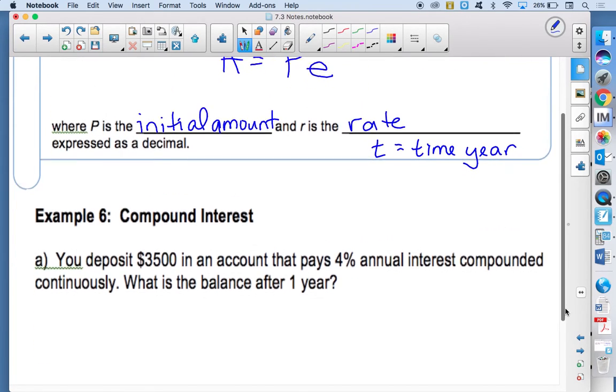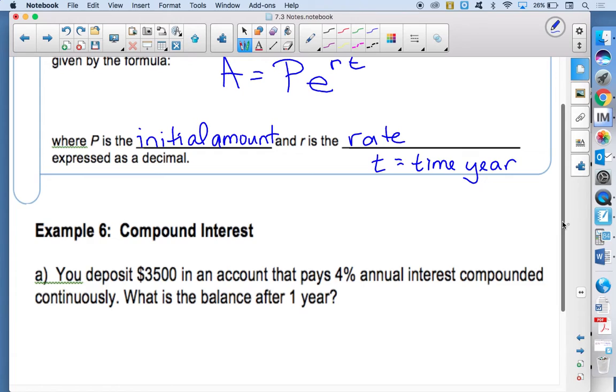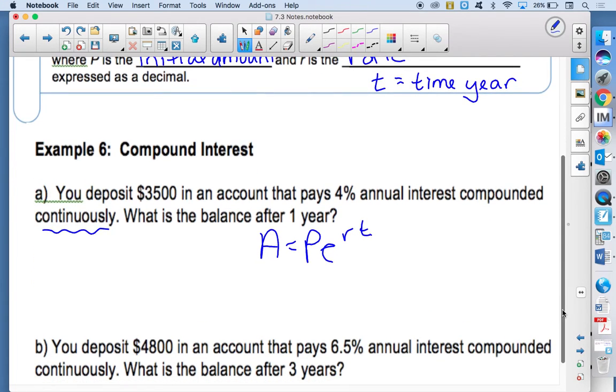So the last two questions here, just kind of figuring out how can we earn the most amount of money or compound interest continuously. So you invest $3,500 in an account that gives you 4% annual interest rate, and it says compounded continuously. So you're going to have to look to see what word is being used so that you know which formula to choose. If the words compounded continuously are there, that's when we need to use this PERT formula. If it said quarterly, then we would have to use the other formula with the 1 plus r over n to the power of n times t.